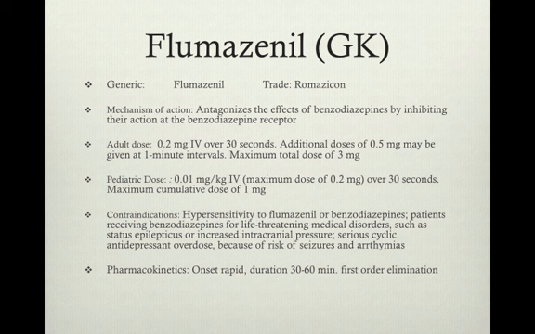Pediatric dose of 0.01 milligram per kilogram. Maximum dose of 0.2 over 30 seconds. Maximum cumulative dose of 1 milligram. Contraindications: hypersensitivity to flumazenil or benzodiazepines. Patients receiving benzos for life-threatening medical disorders such as status epilepticus or increased intracranial pressure. Serious cyclic antidepressant overdose because of the risk of seizures and arrhythmias. Pharmacokinetics: onset is rapid, and the duration is 30 to 60 minutes. First order of elimination.